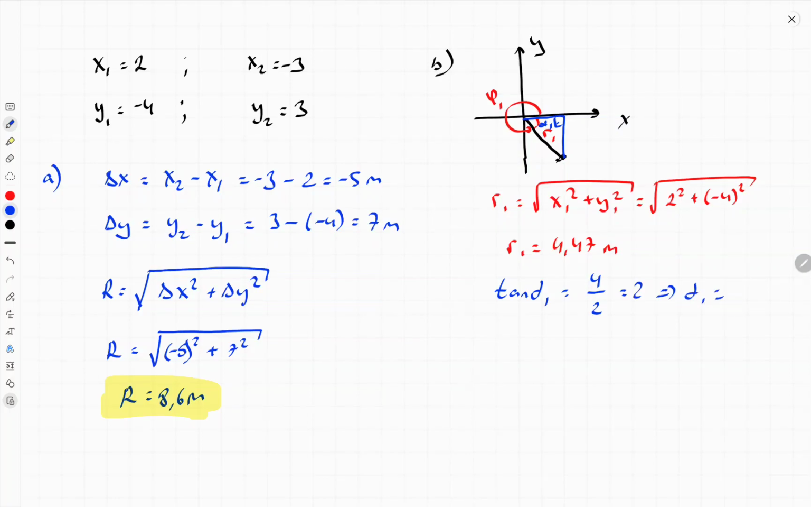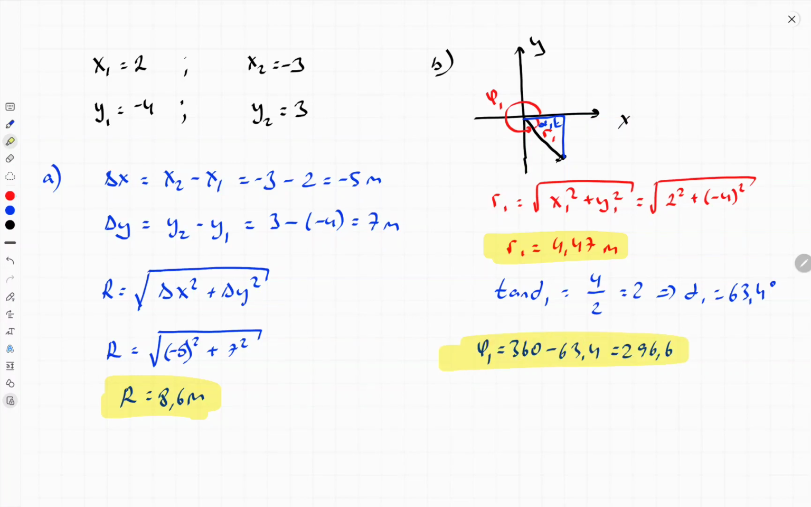From here alpha 1 will be equal to, it's just a matter of calculator, approximately 63.4 degrees, but we need this angle. It means we should subtract: 360 degrees minus 63.4, which will be equal to 296.6, approximately 297. This will be phi1. So these are the polar coordinates for the first point.